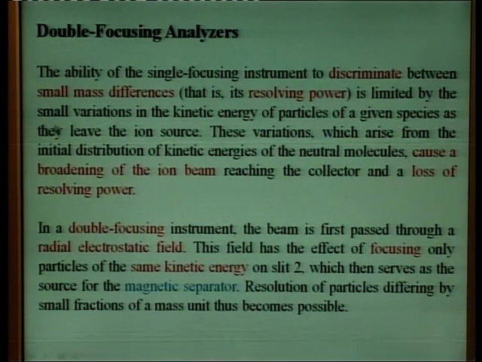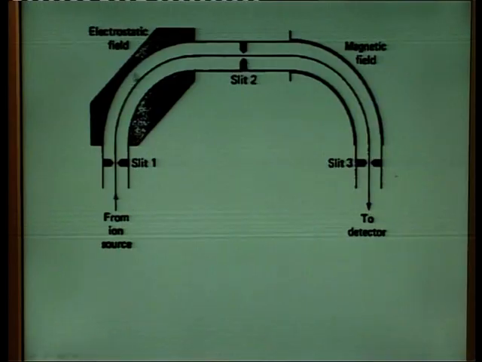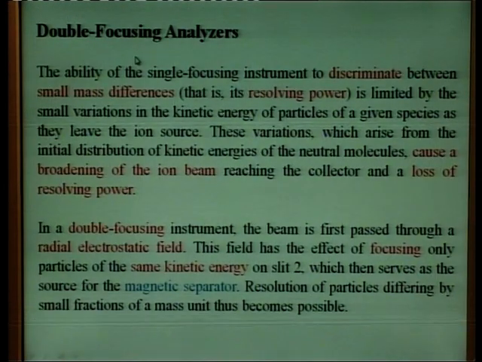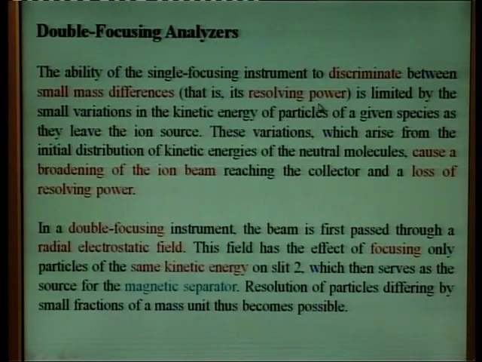Then the double focusing analyzer. Now, this is the same as the single focusing, but here there are two focusings. One is the electrostatic field, which makes the curved path, and the second is the magnetic field. So, the beam is made to pass through the first slit and second slit, and ultimately it again gets curved. The magnetic field turns it into a curved path, and ultimately it goes to the detector. So, the single focusing analyzer has only the electrostatic field, whereas the double focusing has the electrostatic field as well as the magnetic field.